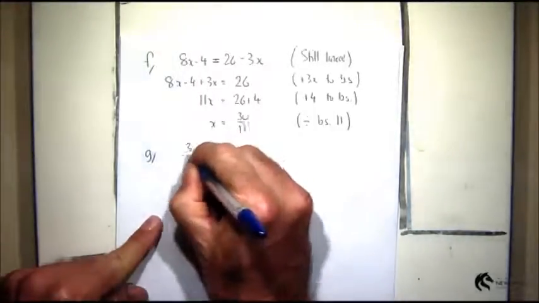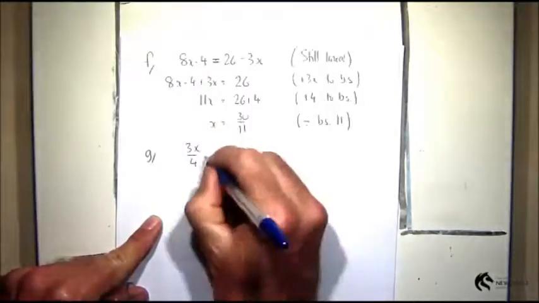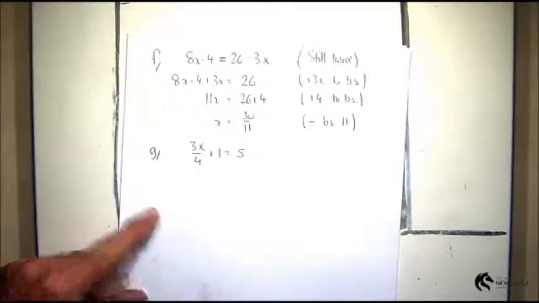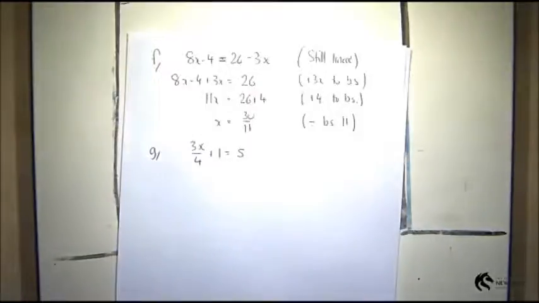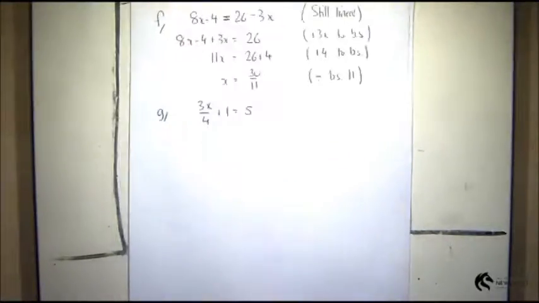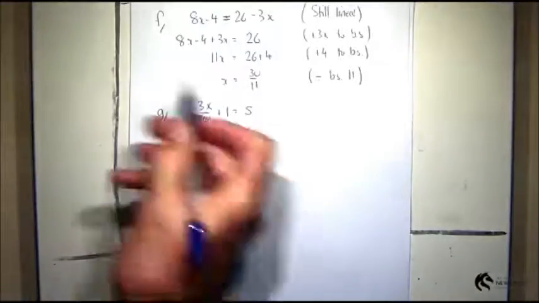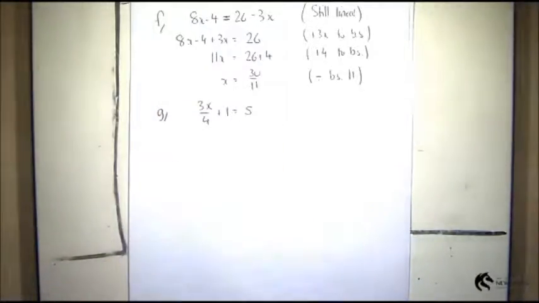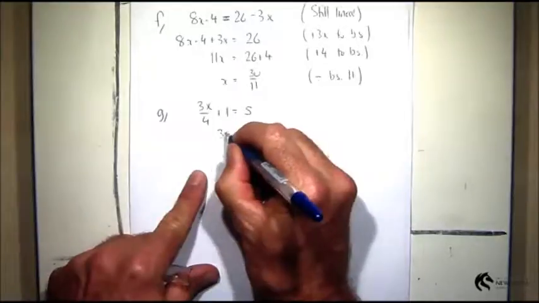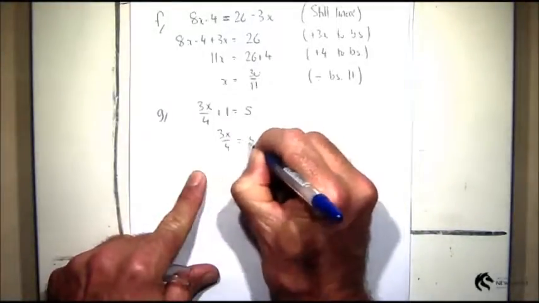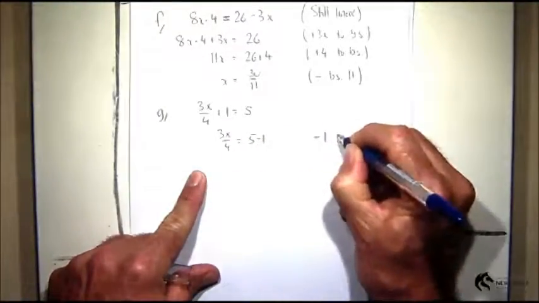So 3x divided by 4 plus 1 is equal to 5. Again, that's still linear, even though I've got a fraction multiplying my x here, that's still x to the power 1. So I'm expecting one solution, and I will find that by making x the subject. I get all the terms involving x on the left-hand side. They're already there. I'll get the terms not involving x onto the right-hand side. So I will have 3x on 4 is equal to 5 minus 1. Subtract 1 from both sides.